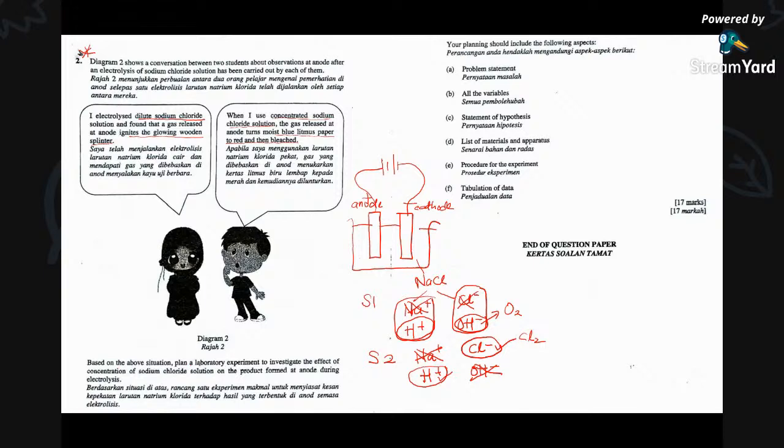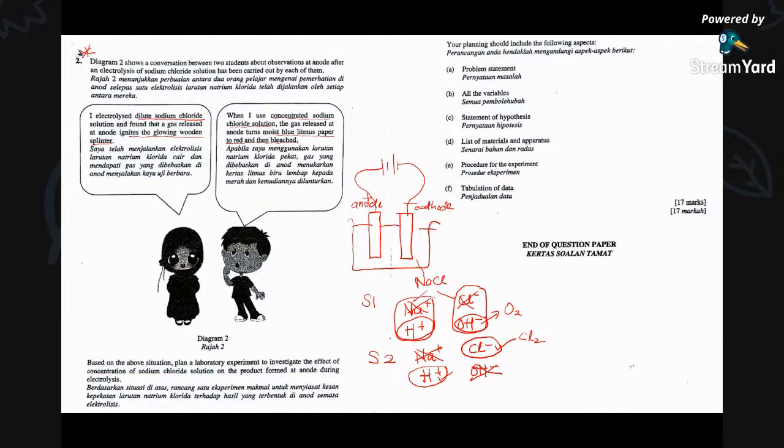Based on the above situation, plan a laboratory experiment to investigate the effect of concentration of sodium chloride on the product formed at the anode during the electrolysis. So you need to have your problem statement, variables, hypothesis, and so on. Okay, so what is the problem statement over here? So you have to connect the MV and also the DV. So from the question, like I have taught you previously, you can identify what is the MV, manipulated variable. Okay, so the manipulated variable is the concentration of the sodium chloride.